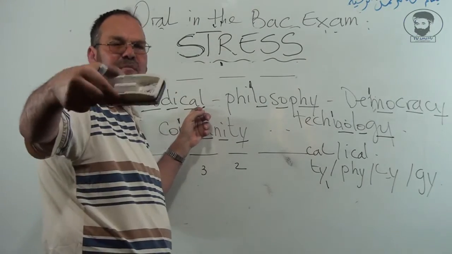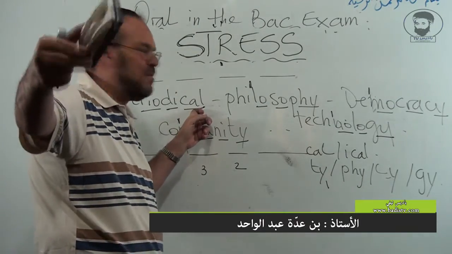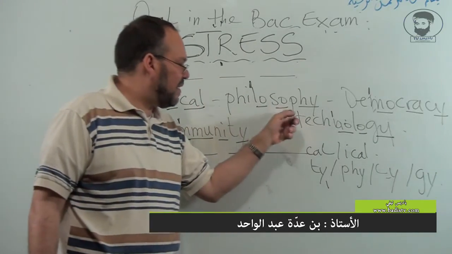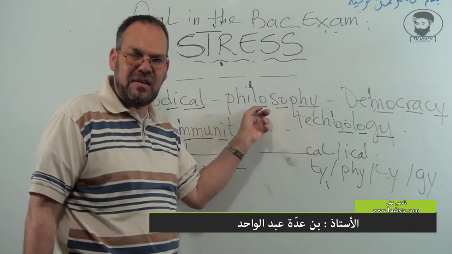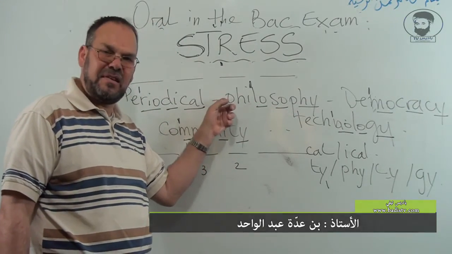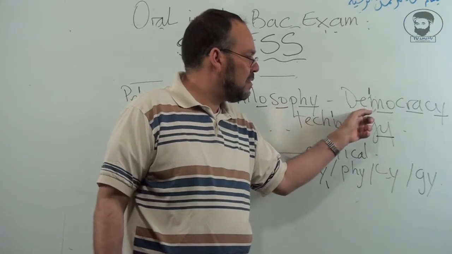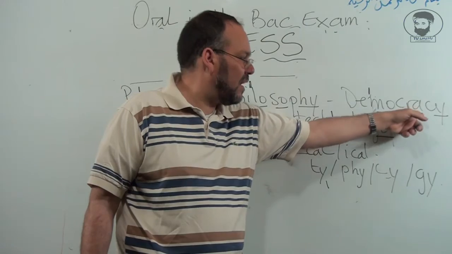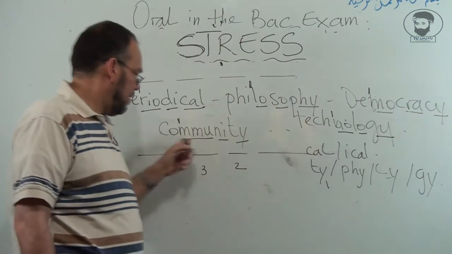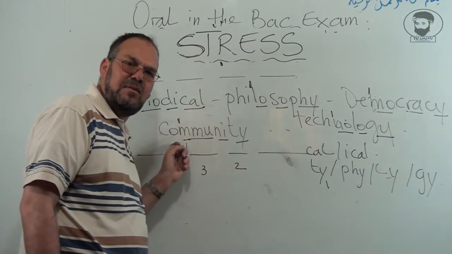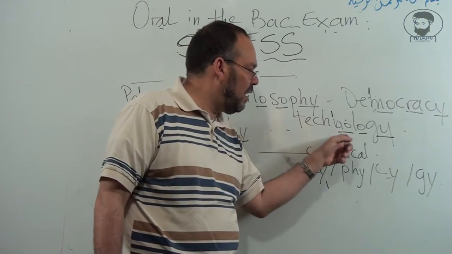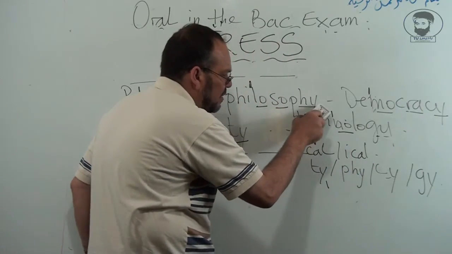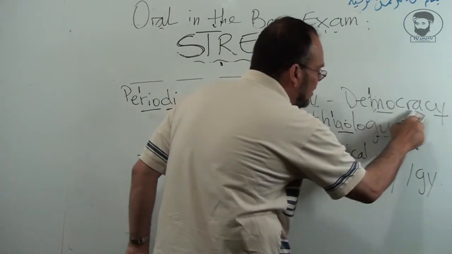Look, periodical. Periodical is something done, for example, a newspaper that comes out every week or every month or every day. Periodical. Philosophy. Not philosophy, it's philosophy. Democracy, it's democracy. It's community. It's technology. In the bac exam, you just underline this, you don't underline the others.